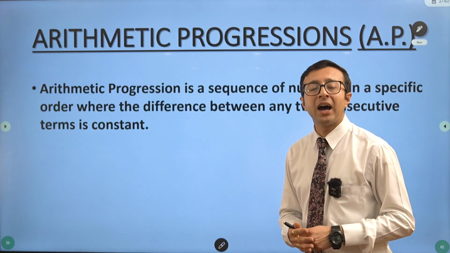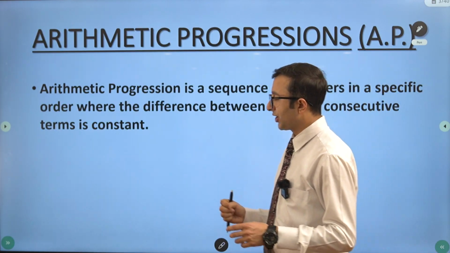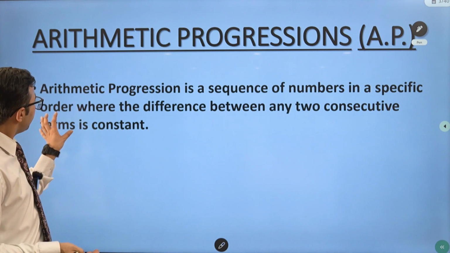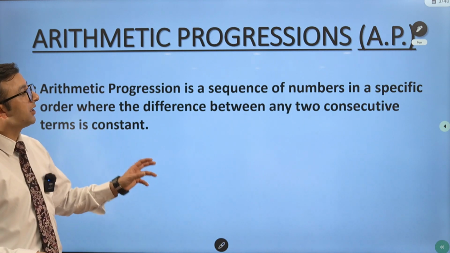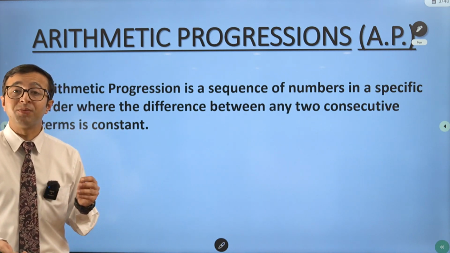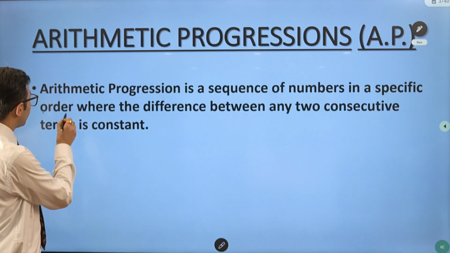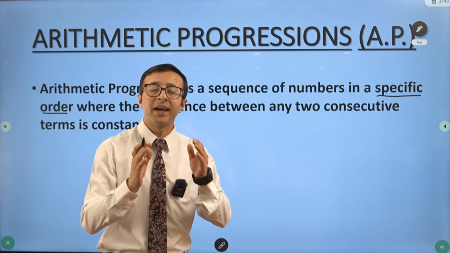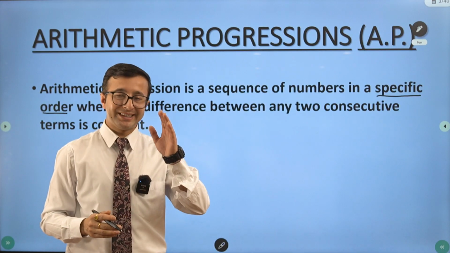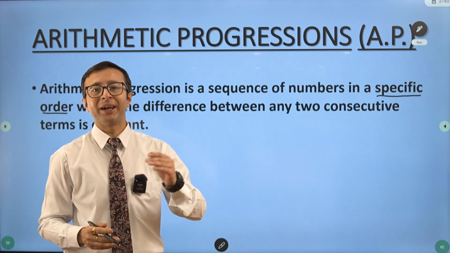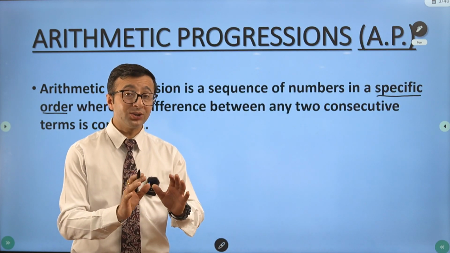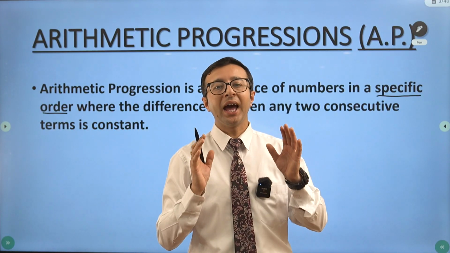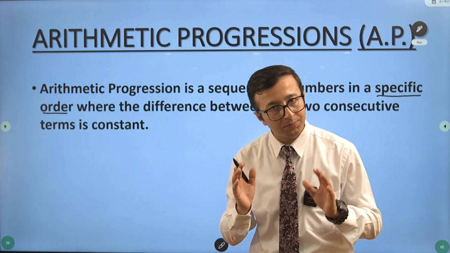So formally, we have a definition. An arithmetic progression is a sequence of numbers in a specific order where the difference between any two consecutive terms is the same. You can see the specific order is mentioned. The specific order means, as I told you just before, the second term minus the first term, the third term minus the second term, just like that. There should be some pattern. Such types of sequences are known as an arithmetic sequence or arithmetic progression.